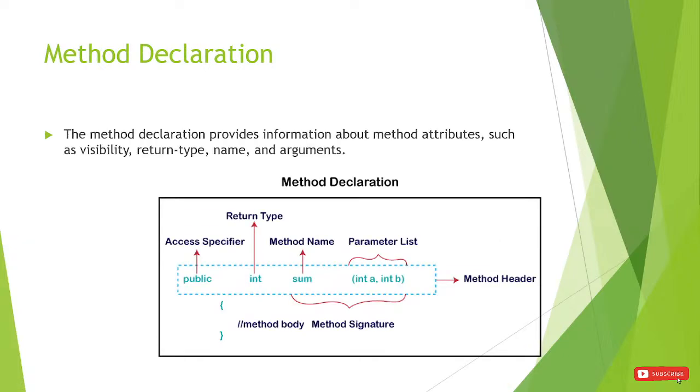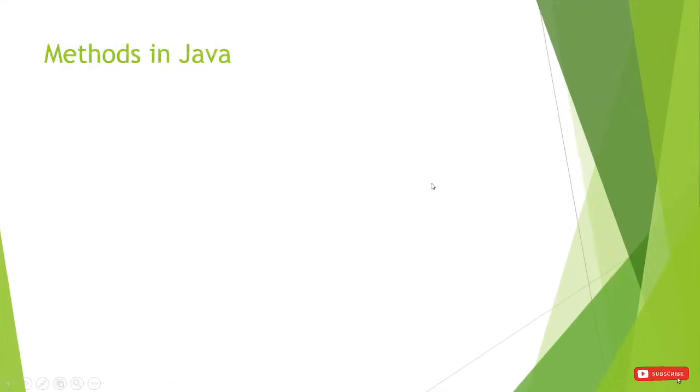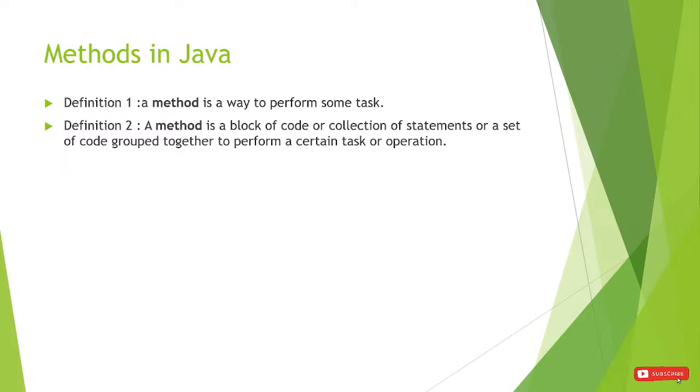The method declaration provides information about the method's attributes such as the visibility. And what is meant by methods? See, if you see the definition of a method: a method is a way to perform some task. If you want to perform a task, we can perform it with the help of methods. A method is a block of code or a collection of statements or a set of code grouped together to perform certain tasks or operations. Suppose if you create a method, at that time you will easily understand what is meant by methods.